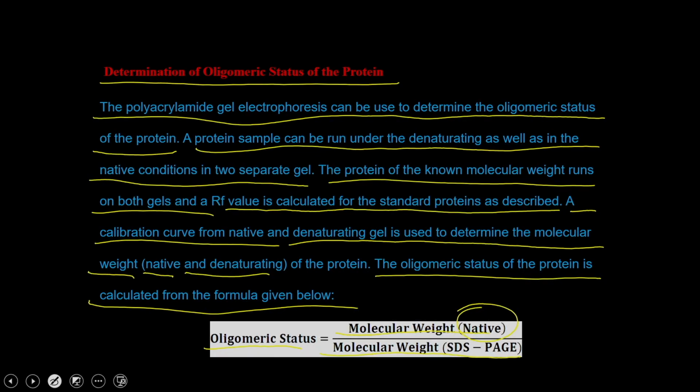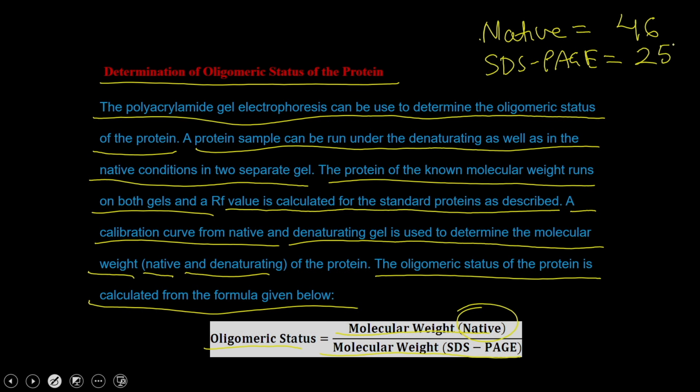The only thing you have to worry about, or do not have to worry too much about, is this: imagine that you got the native molecular weight as 46, and then you got the SDS molecular weight as 25. Now, if I have to calculate the oligomeric status, I will just divide 46 by 25, which is actually going to be lesser than 2. It is going to be lesser than 2 because ideally it should be 50, or this could have been 23.